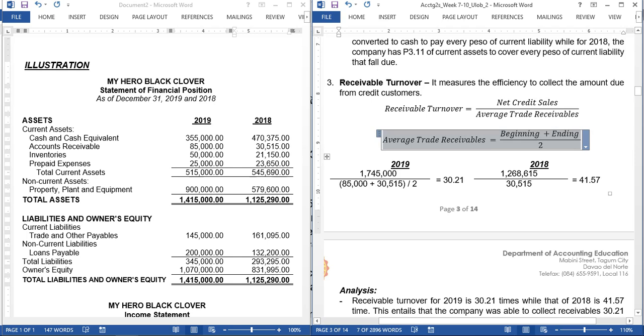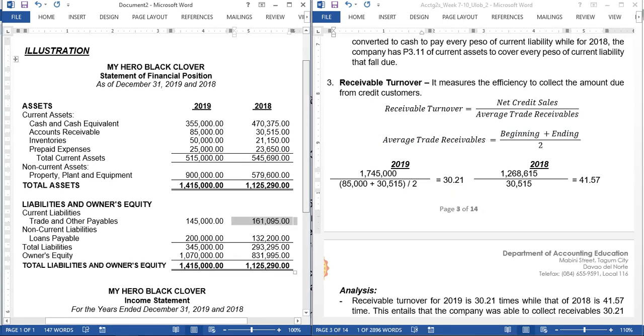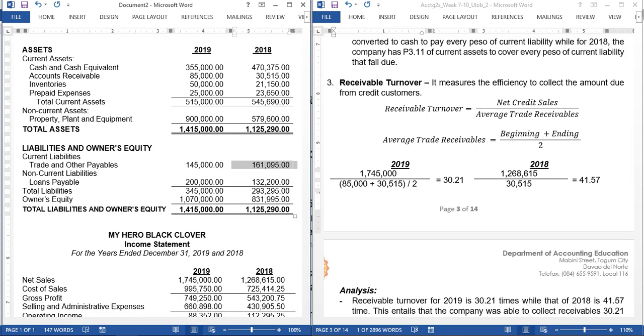Okay? So, like for example, 2019, net credit sales, asan yung makita ng net credit sales? Siyempre sa income statement. Nasa baba yung income statement. Ayan, nadali ang net sales no, 1,745,000. Sorry. So, 1,745,000 divided by average ng accounts receivable. So, average is beginning, 85. Ending pala ito. This is the ending, 85. Beginning is 3515.